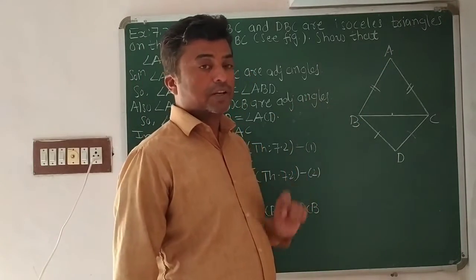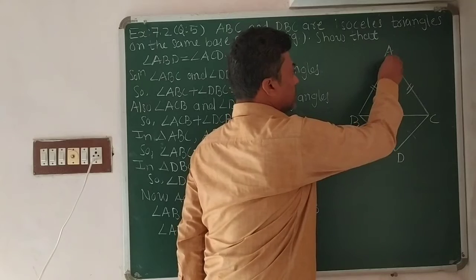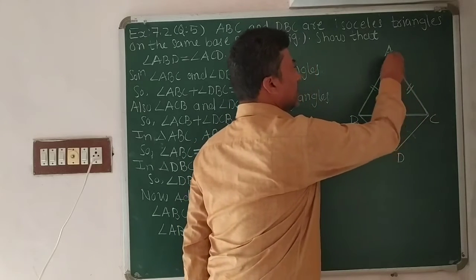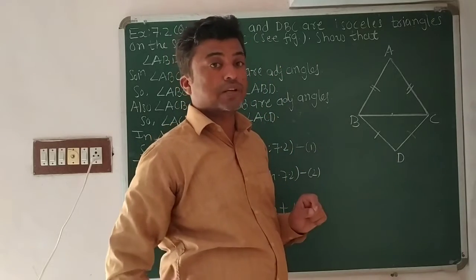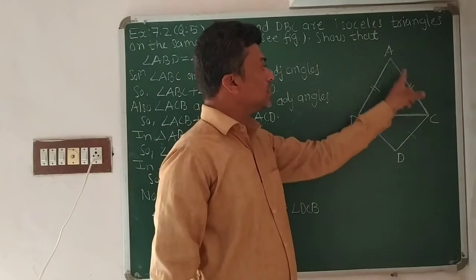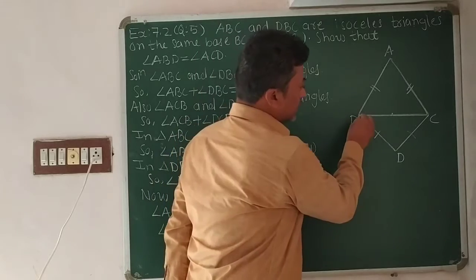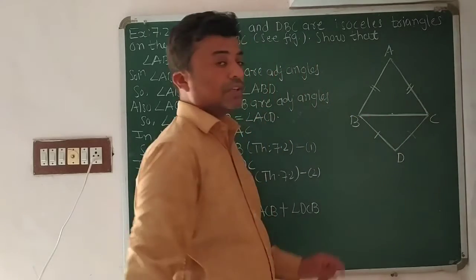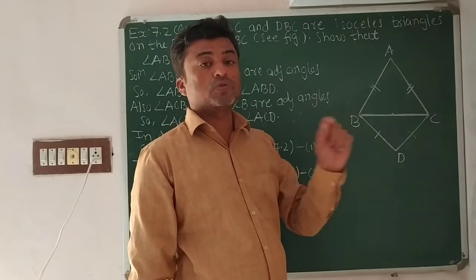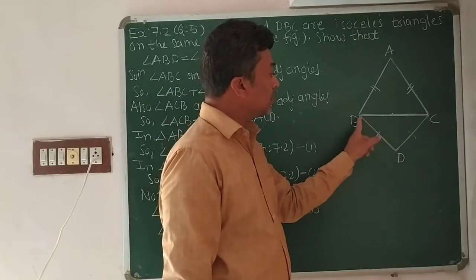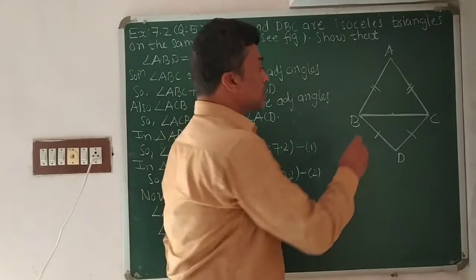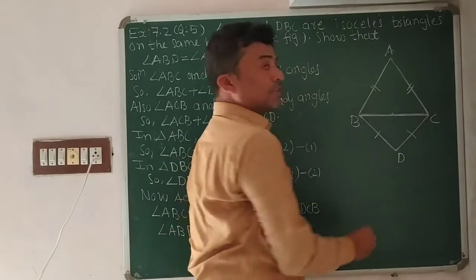So see children, in the given figure, this is triangle ABC and it is an isosceles triangle, so AB is equal to AC. And this is triangle BDC. Triangle BDC is also an isosceles triangle, so DB is equal to DC. And they have the same base BC.